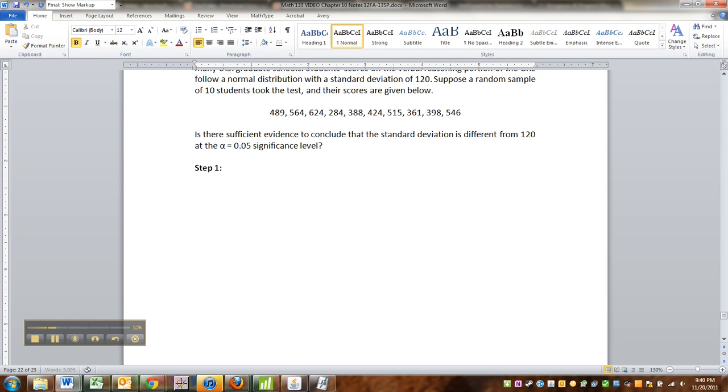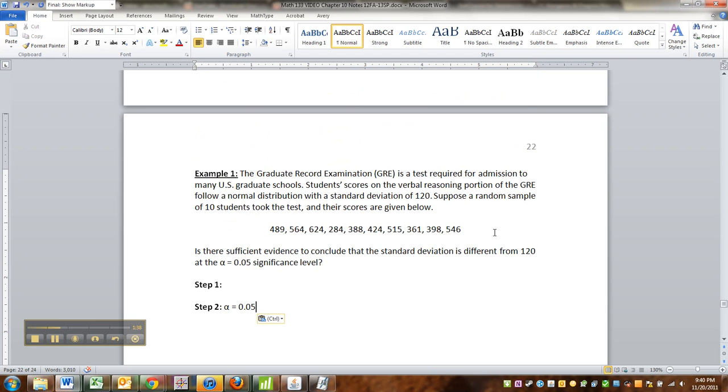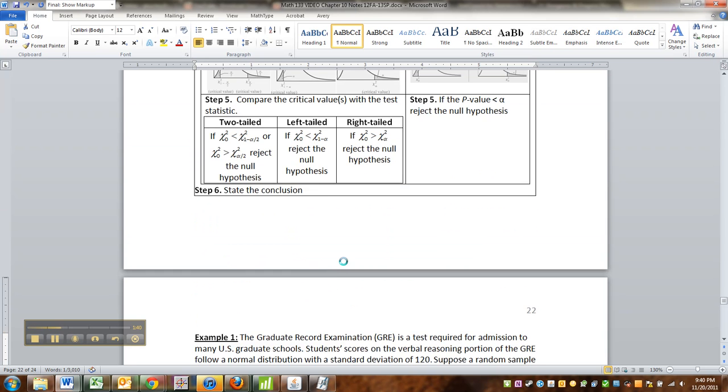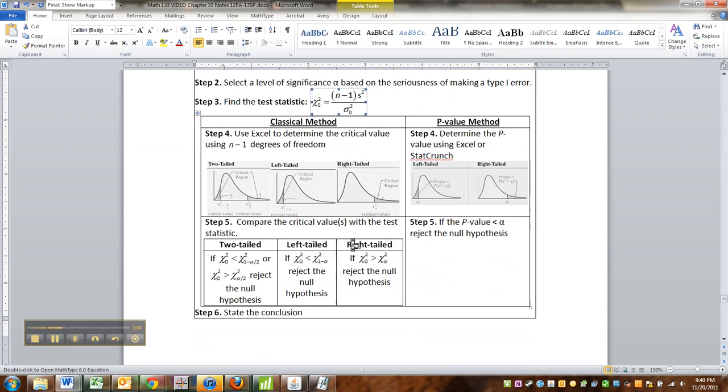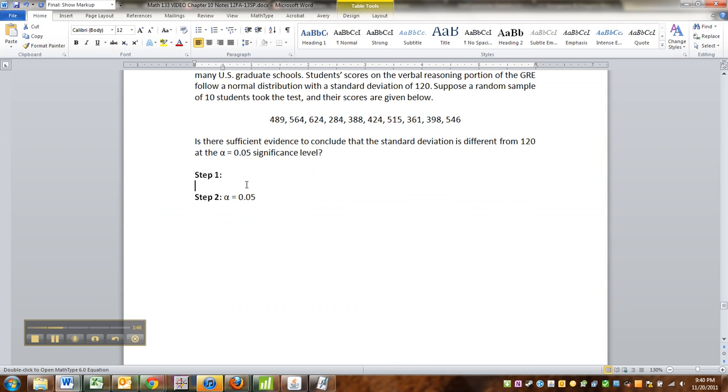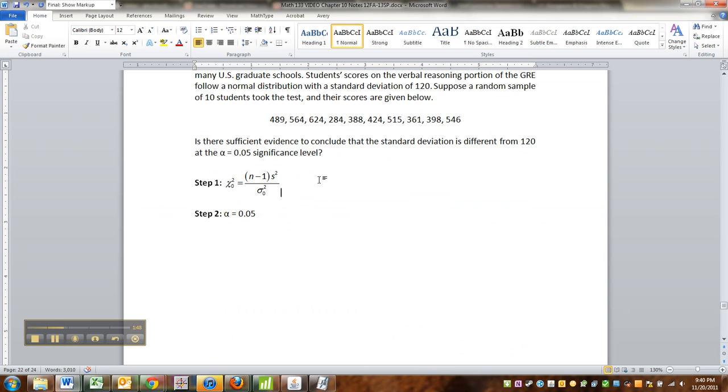Step 1. All right, so we need some null and alternative hypotheses. We also need an alpha, but they gave it to us. Alpha is 0.05, so I can just type that in right here. And then they want different. That's a two-tailed test. So let me go up here. Let me grab this. There we go.